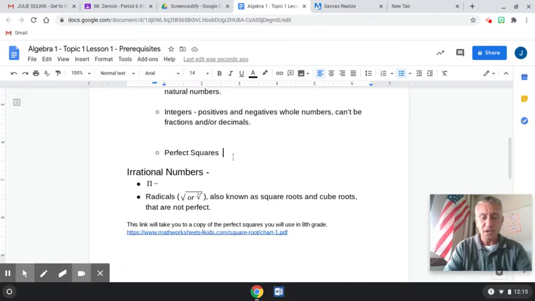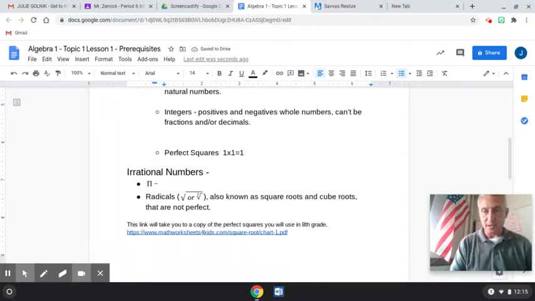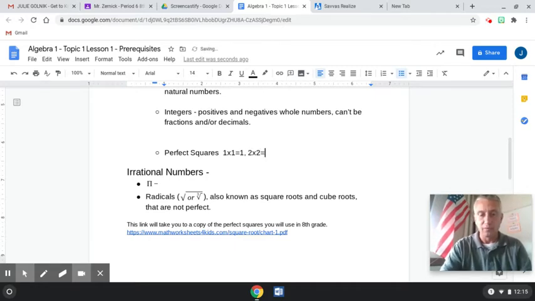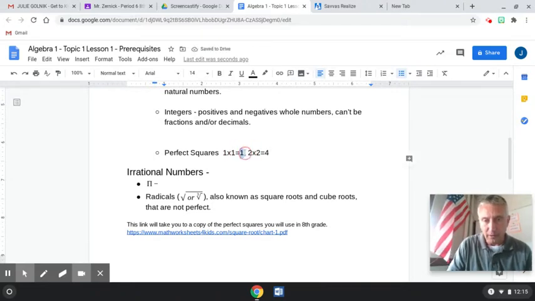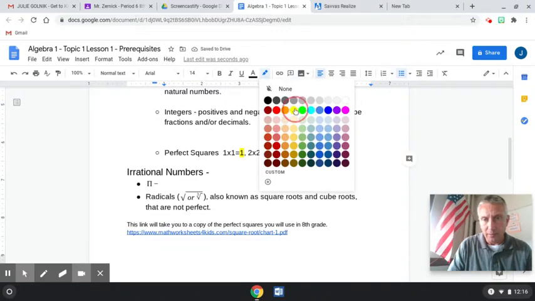It's not just specifically towards one thing. Okay, perfect squares. Perfect squares are when we have something like this. 1 times 1 equals 1. That means 1 is a perfect square because there is a number multiplied by itself that gives you an answer. Okay, so 2 times 2 equals 4. 4 is a perfect square. So the number 1 is a perfect square. I'm just going to highlight that. The number 4 is a perfect square. Okay, I'm going to highlight that.